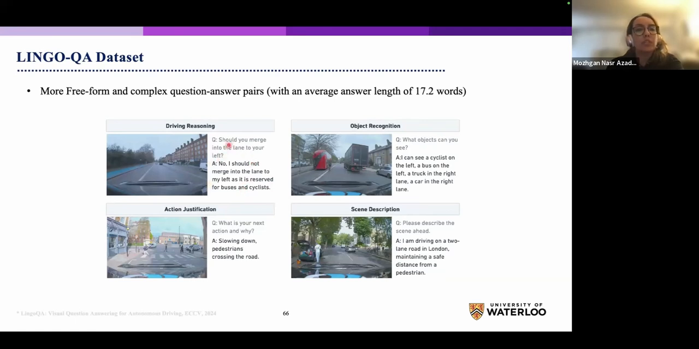Another point is that there is not only one ground truth, or one correct answer, for each question. The way they produce their data set, there are, for example, 2 or 3 correct answers. We will see why they did this later on. It also covers a wide range of driving tasks: driving reasoning, perception, justification, and so on.